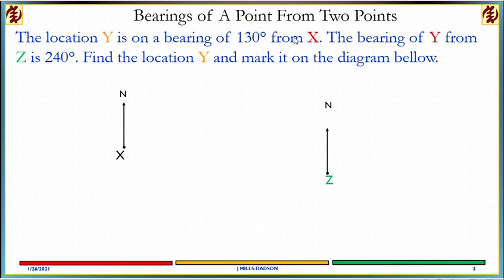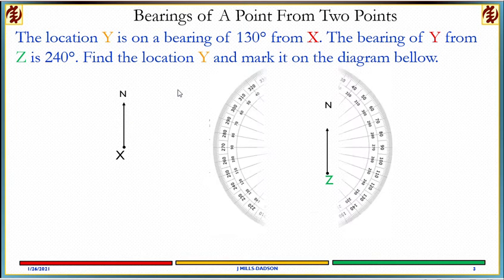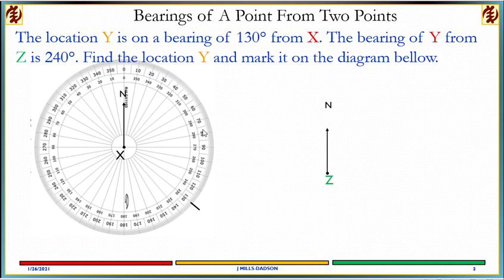So let's find X to Y is 130. X to Y. So from X, from the north line, we need to create an obtuse angle of 130 degrees. So we need to measure 130 degrees, and that is my 130 degrees. Make a straight line. So we know Y is on this particular line, but we don't know exactly where. So we leave it. Then we go to the other part.